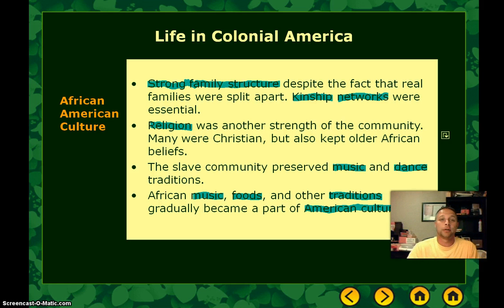Religion is also another strength of the community. It's one of the few places where blacks can be away from white eyes in many cases.